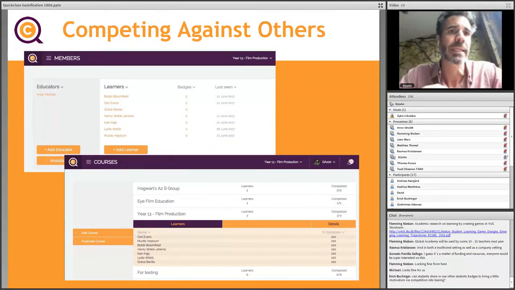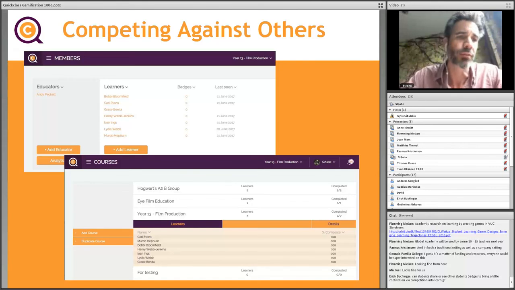Competing with others is again within the groups. Here we have a couple of screenshots where the educators have views on how well their classes and their groups are working through the materials. These are sort of test groups, but we see that for this particular group, out of the 7 learners in the group, 100% has been completed. So we can track how within the group the learners are working their way through the curriculums and are able to bring that back into the group.